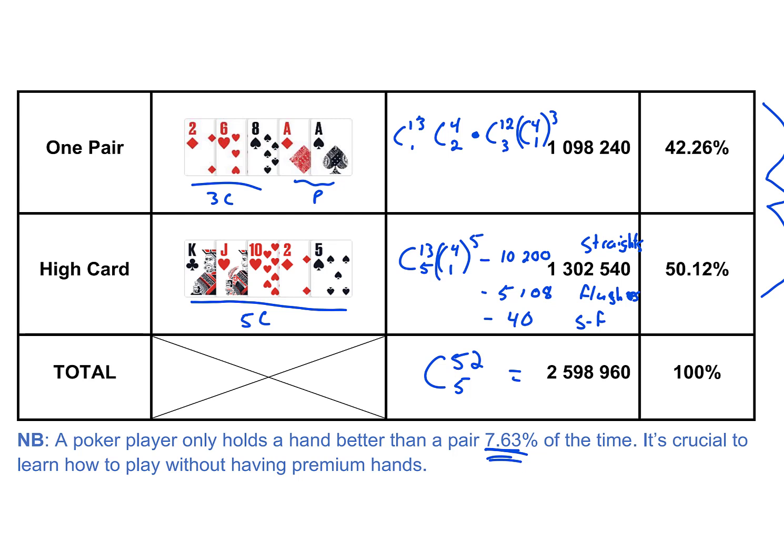At most, you're going to have a pair, and often that pair is not going to be the best pair on the board, right? So for poker, it's really important to learn how to play with bad hands, because everyone has bad hands, right? So you need to learn how to bluff and make the best out of every hand.